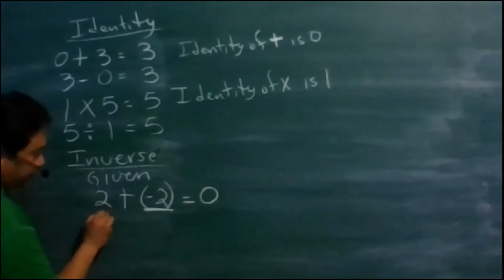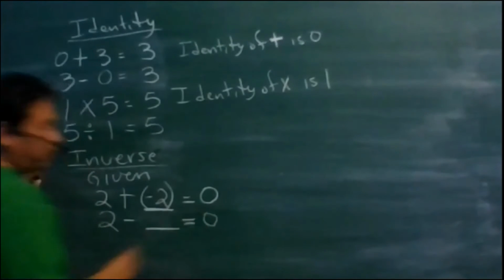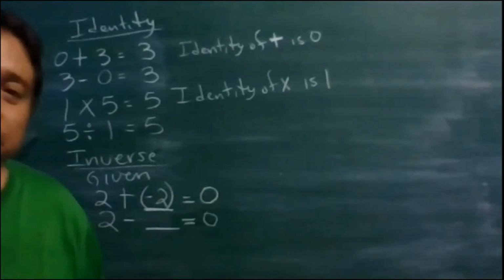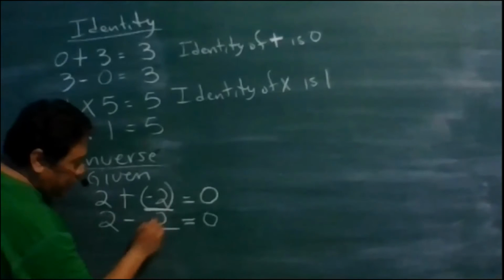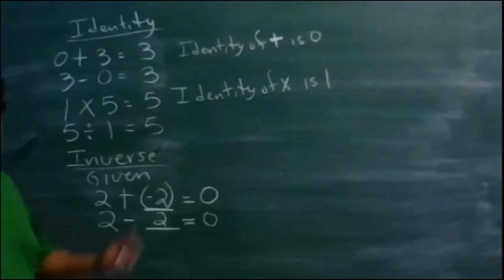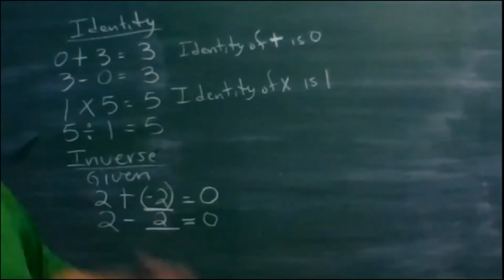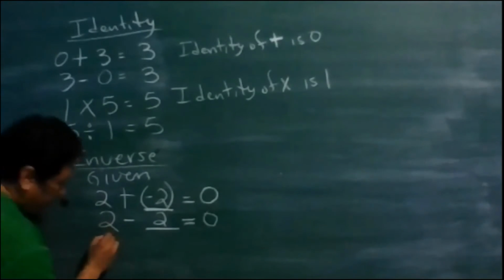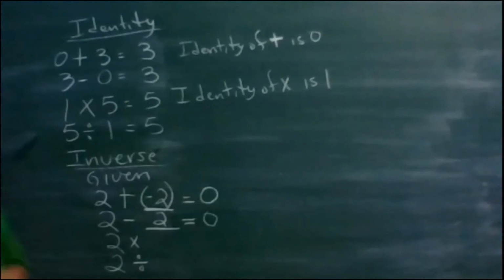What about subtraction? 2 minus the inverse equals 0. What's the inverse? You'd be saying 2. So 2 minus 2 equals 0. In this case, 2 is the inverse of subtraction of the number 2. So the number is the inverse of itself with subtraction. So when you're subtracting, the number is the inverse of itself.